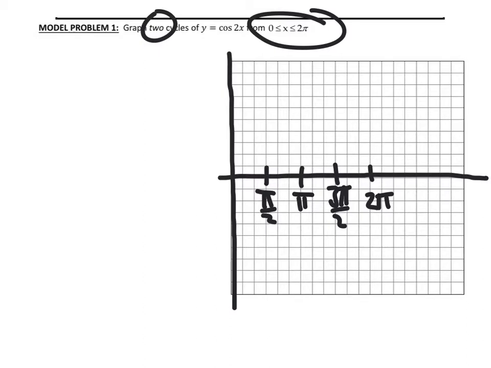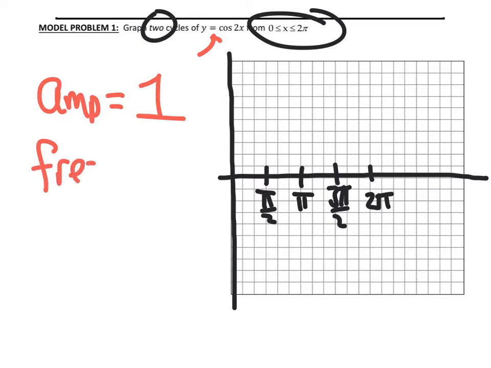Now you're crazy if you don't identify all the players. That's the whole point of the game. So the first thing you want to find is the amplitude, which is the absolute value of A, the number in front. My A is 1, so I have a positive 1. My frequency is my B value with the x. So my frequency is 2 at 2 pi. So if I'm graphing from 0 to 2 pi, I need to see 2 whole cycles of the cosine curve. I need to see 2 at 2 pi.